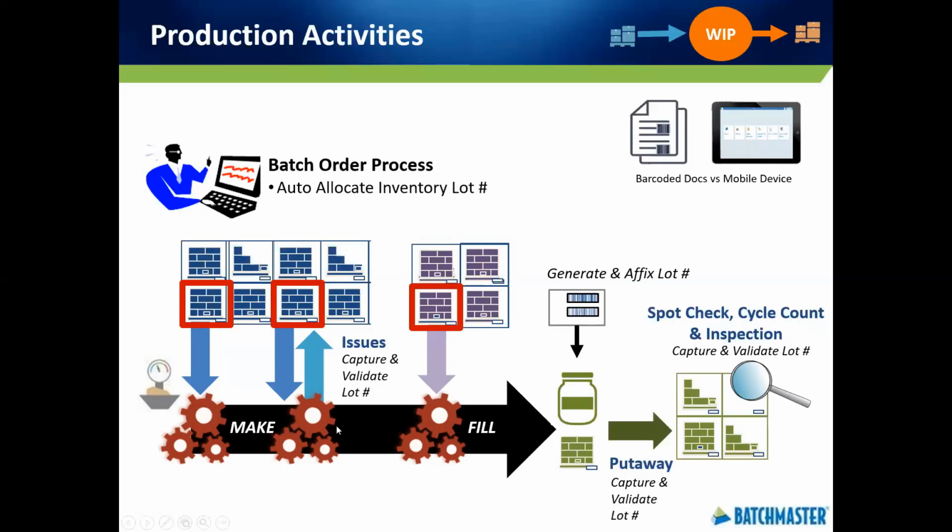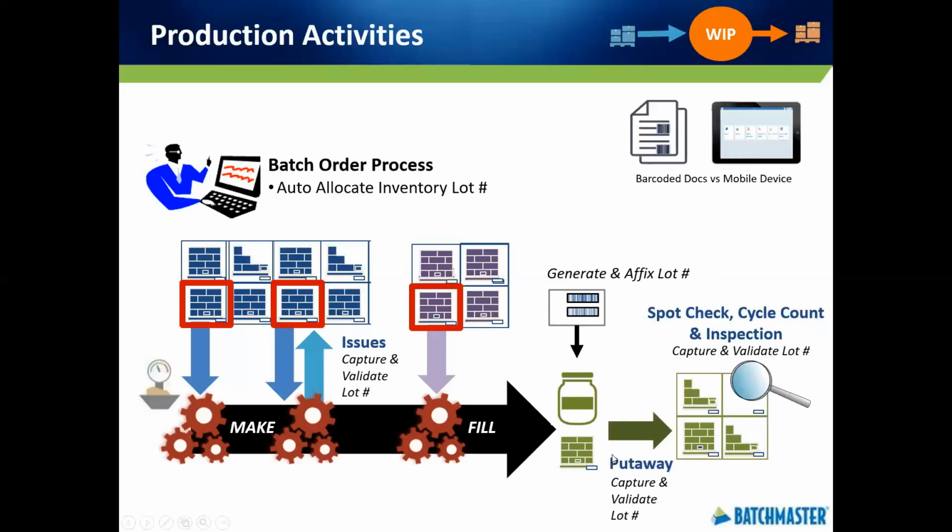So we go through the make and the fill processes. And at the end, we're going to produce some yield of finished good. We can then generate and affix a product label to that as well. And that will have a lot number. And that lot number is an internally generated lot number for that finished good.